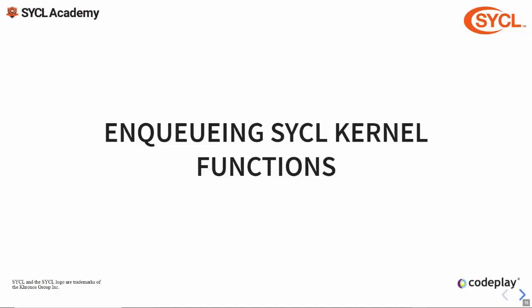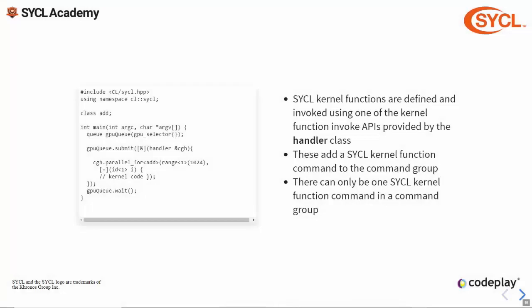Now we're going to take a look at the different ways in which you can define a kernel function and enqueue an ND range in SYCL. SYCL kernel functions are defined and enqueued over an ND range by calling one of the various APIs. These are provided by the handler class available within the command group scope. These add a kernel function command to the current command group, and there can only be one kernel function command in each command group. In this example, we're calling one of the variants of the parallel for API. Now we're going to break down the different parts of this.